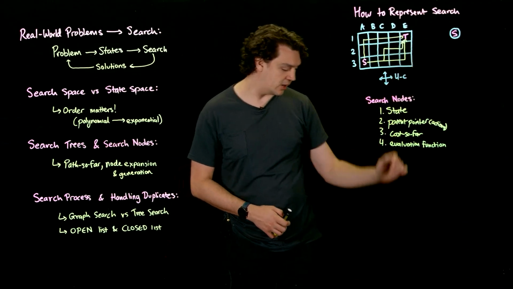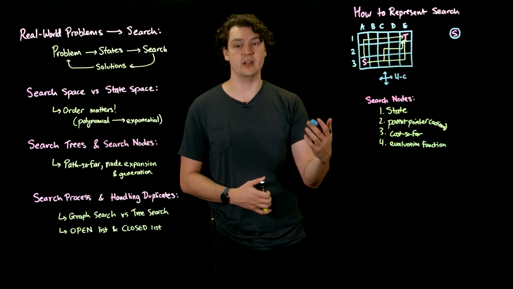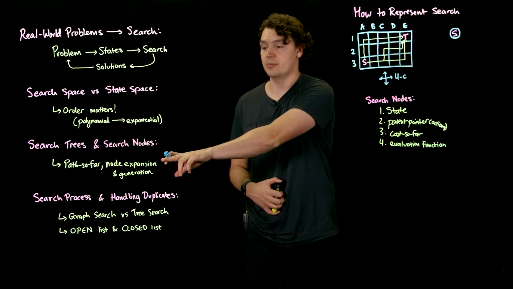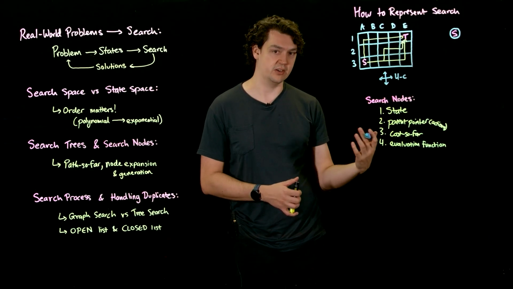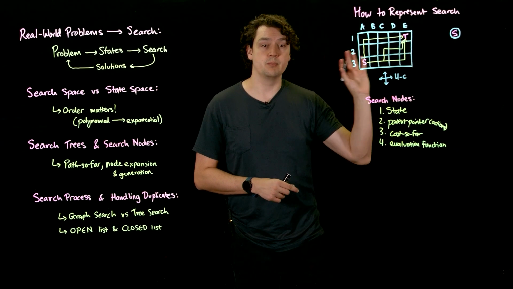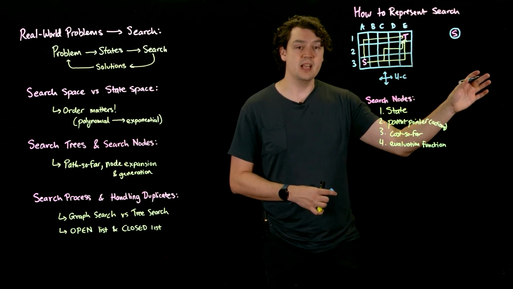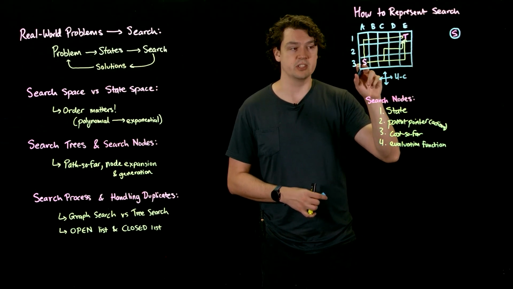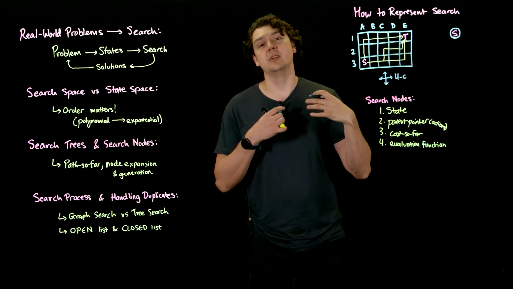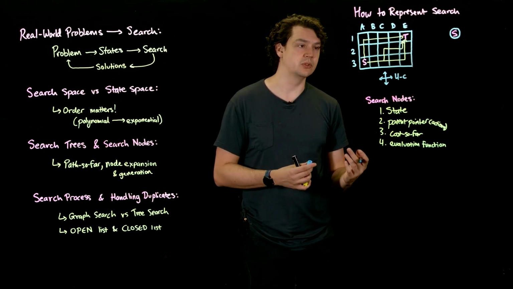Let's talk about how we draw up the search tree itself. This is now going to be related to the idea of node expansion and generation. So when we expand a node, what it means is we look at our current node, our current state, and we see what actions are available to us.